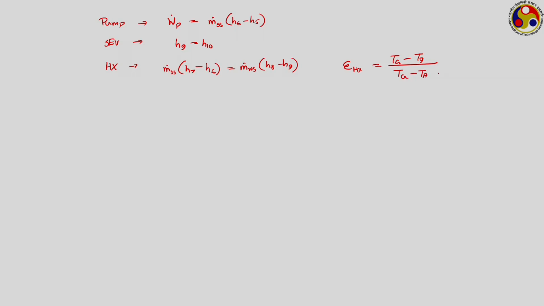Quite often the effectiveness is provided by the manufacturer, and as Tg and Ta are known, we can calculate T9 from this and accordingly perform the energy balance across the heat exchanger. And finally, we get the COP for this cycle as Q dot E divided by Q dot G plus W dot P. Quite often the pump work can also be neglected from this. So, this is the way we can analyze an absorption refrigeration cycle.